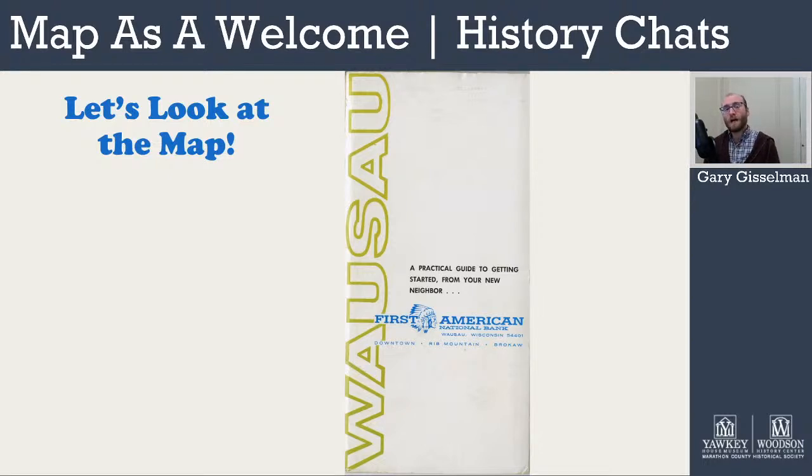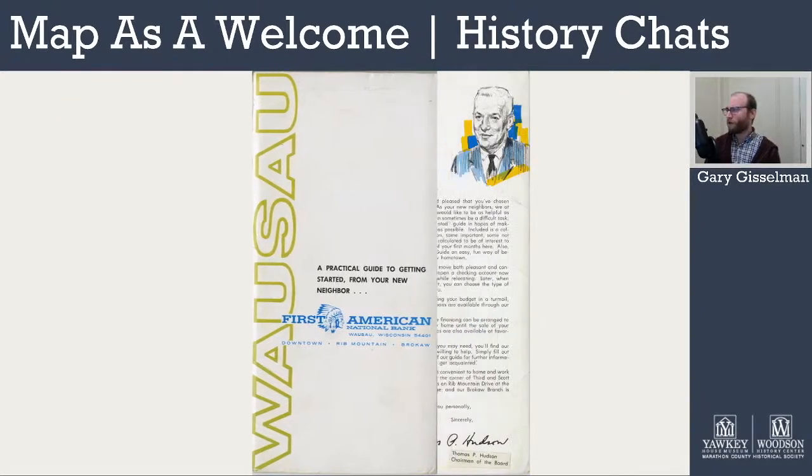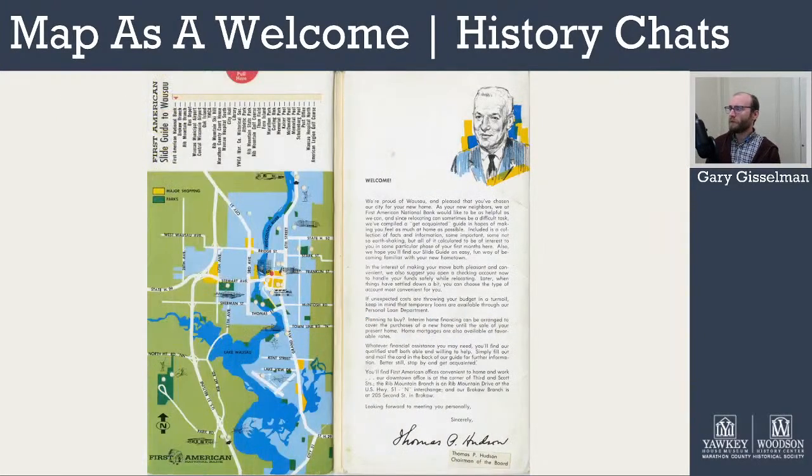Hey, you've moved to town. This is a map that's going to give you everything you need to know about living here. If we open it up to the inside, you can see the inside fold here. It folds out and then folds out again. We'll get to the interior of that, but let's just start with this. This is what this looks like.